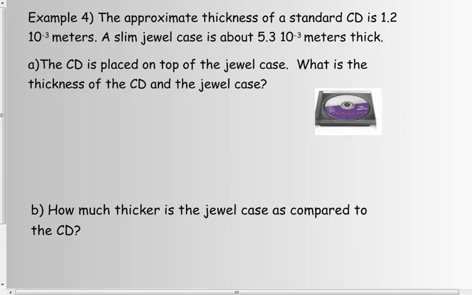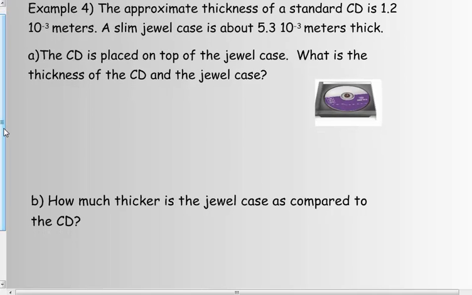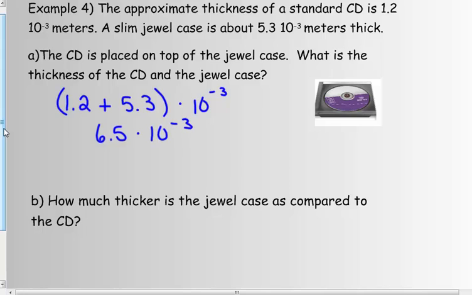The approximate thickness of a CD is 1 and 2/10ths times 10 to the negative 3rd meters. A slim jewel case is about 5 and 3/10ths times 10 to the negative 3rd meters. When it's placed on top, what is the thickness of the CD and the jewel case? So I'm going to add those together. When I have very small numbers, I can still do that. 1 and 2/10ths plus the 5 and 3/10ths times 10 to the negative 3rd. Adding those together, I get 6 and 5/10ths times 10 to the negative third. That number is in scientific notation, so I don't have to adjust that.